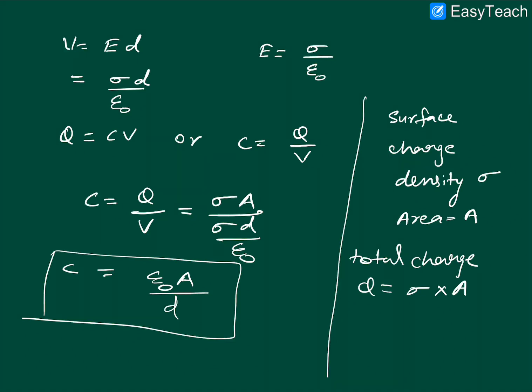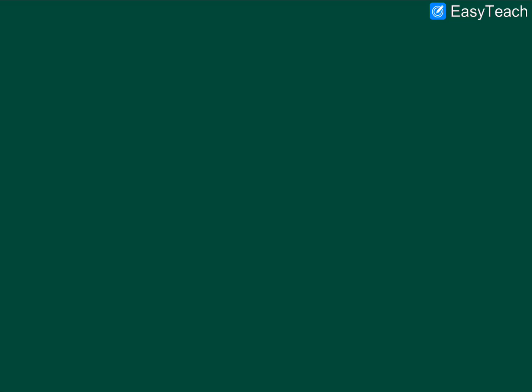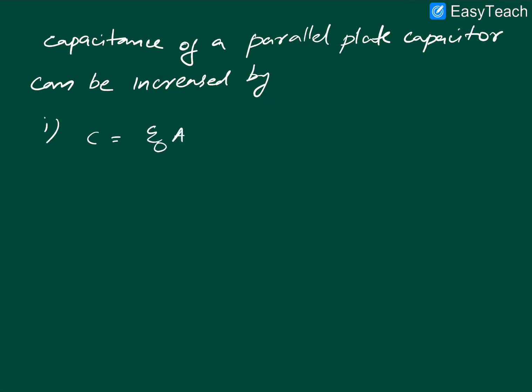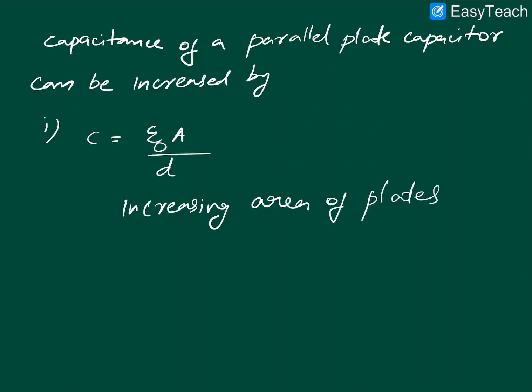And from this expression you can see that the capacitance of a parallel plate capacitor can be increased by, first one, you are having the expression C is equal to epsilon 0 A by D. So if you increase A, C will increase, isn't it? So first method is by increasing area of plates. If you increase A, then capacitance will increase because they are directly proportional.